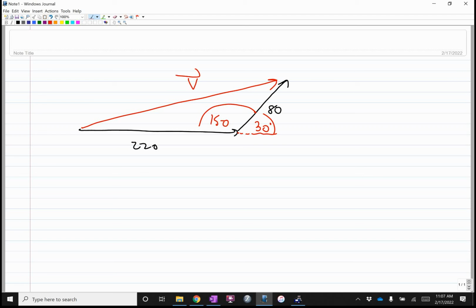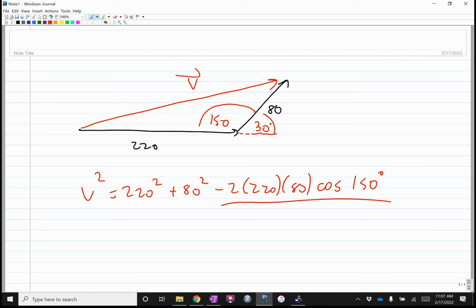And then you can find this using the cosine law. What does the cosine law say? V squared equals 220 squared plus 80 squared minus 2 times 220 times 80 cosine 150. It's Pythagoras with a fudge factor because it's no longer a right angled triangle. And then you could find theta using the sine law.